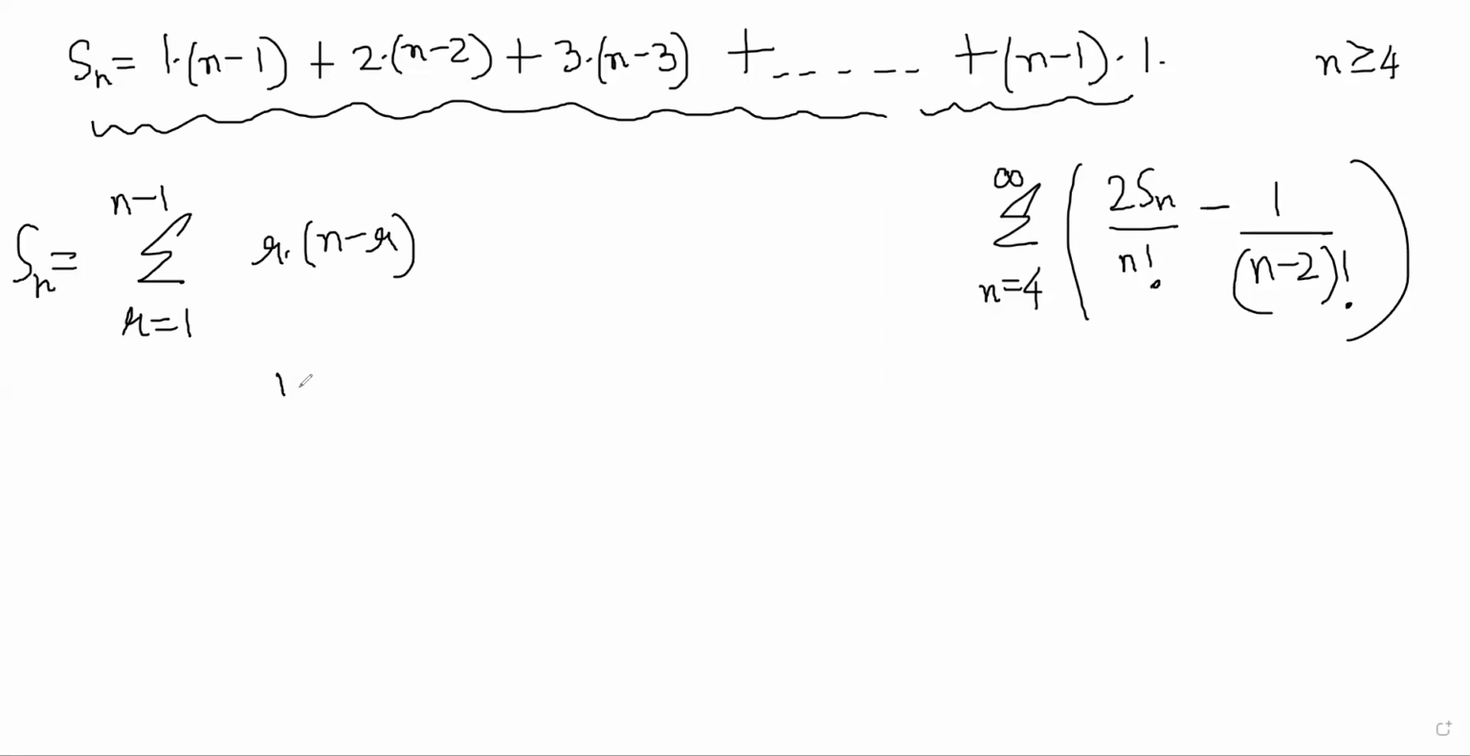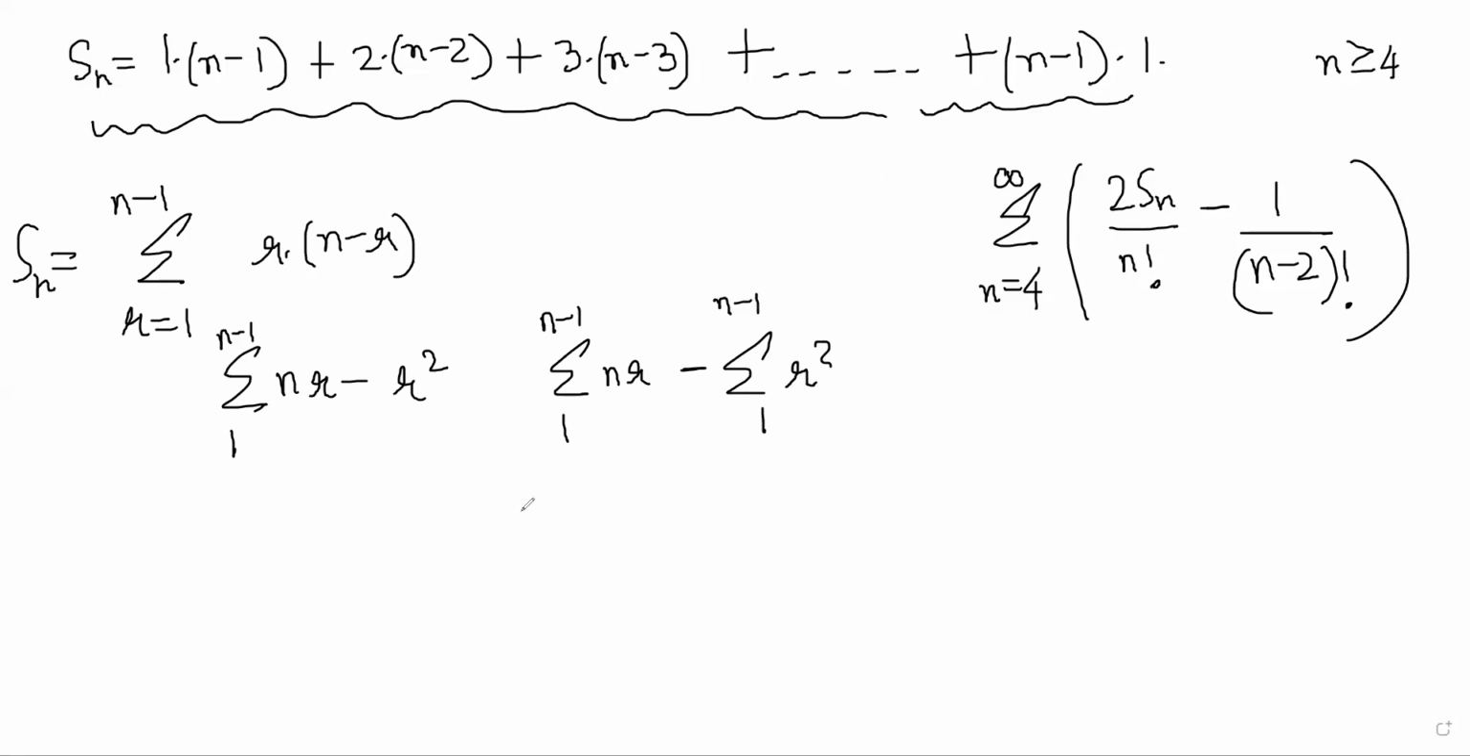It is a very easy summation: nr minus r square, summation from 1 to n minus 1. You split it as two separate terms: summation of nr from 1 to n minus 1 minus summation of r square from 1 to n minus 1. Do you know the formulas? Yes, sir. Summation of r from 1 to n minus 1, what is that? It is n into n plus 1 by 2. That is for the sum to n terms. What about the sum to n minus 1 terms? It will be n minus 1 into n.